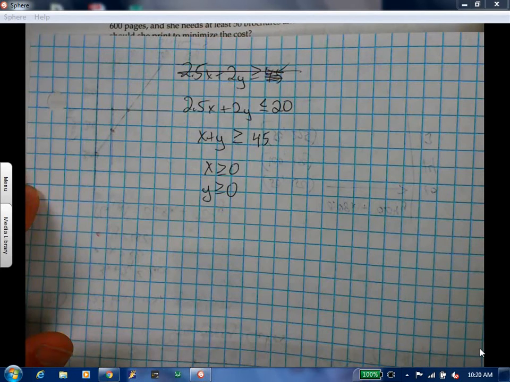Oh, no, f of x y, that won't come until part C in the problem. You're not going to write that yet.